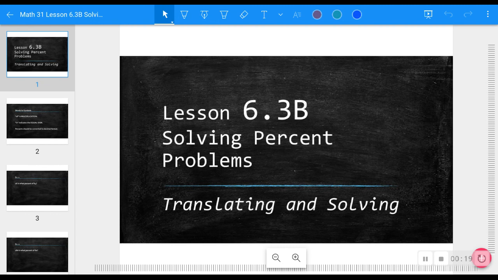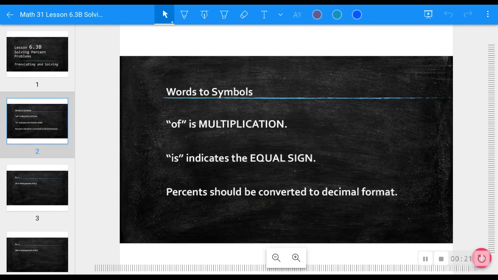Just a little reminder of what we learned in the last video. The "of" in the sentence refers to multiplication, so we replace it usually with a dot. Sometimes we'll use parentheses. And the "is" indicates the equal sign. In these problems, percentages should be converted into decimal format before the calculations are done.